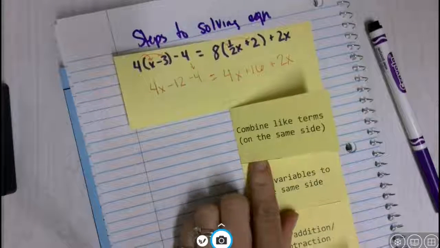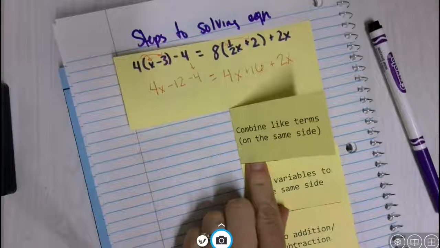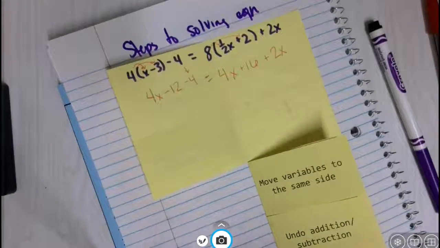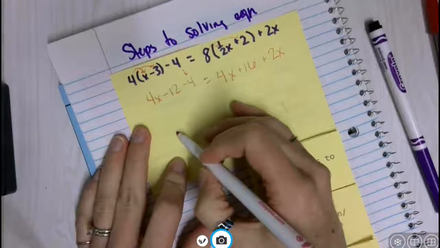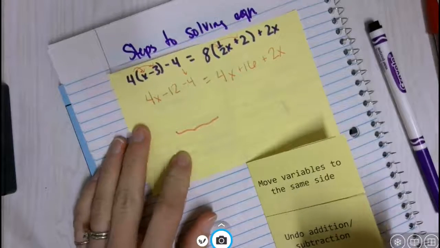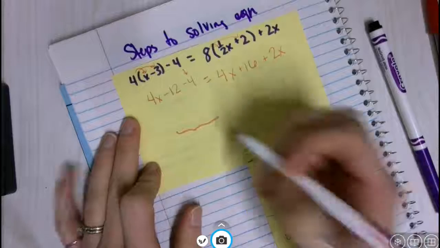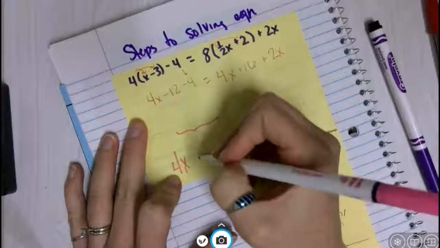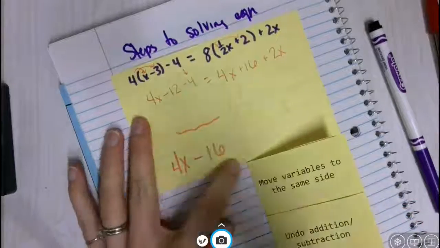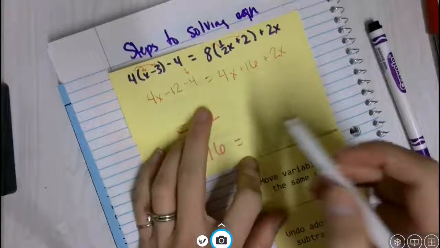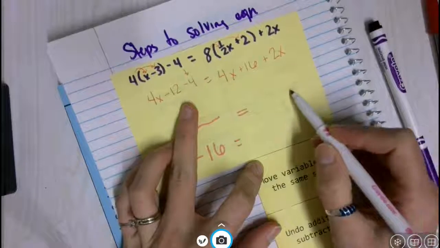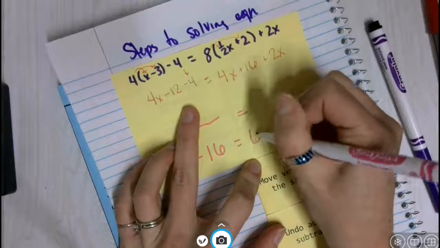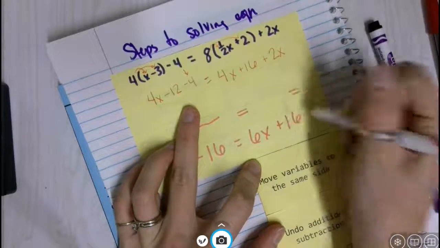So you'll see the second step is to combine like terms that are on the same side. Okay, so here, the like terms that are on the same side is I see I have that negative 12 and negative 4 that are the same. They don't have an x. So I have now my 4x, negative 12 minus 4 is negative 16, equals, the things I can combine here is I see I have this 4x and I have this 2x, so they both have an x. So let's combine them. So I now have 6x plus 16.